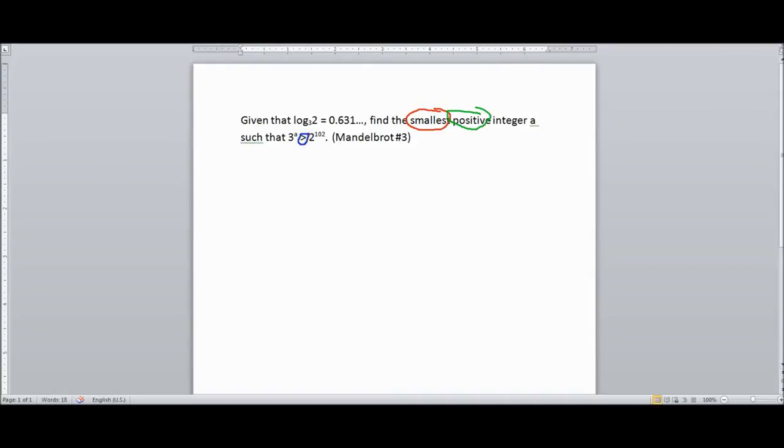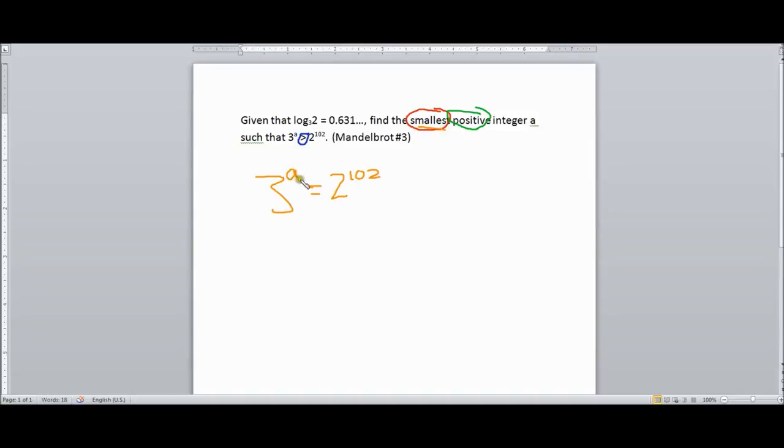So, if we think about it a little, we can see that the smallest positive integer a is going to be when 3^a, oh, it's a bad color. It's a really bad color. Let me erase that. So it's going to be when 3^a is equal to 2^102, because you want the smallest positive integer, right?